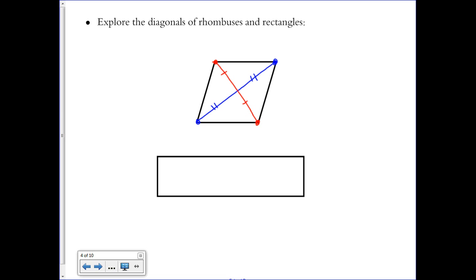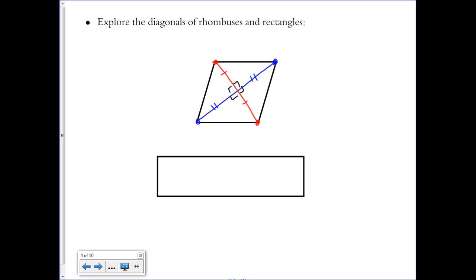A rhombus has another special characteristic, which is that their diagonals actually form 90-degree angles where they intersect. So these angles right here in the center are all 90-degree angles, but only because this was a rhombus. So that's not true of every parallelogram. It's only true when all 4 sides are the same length.